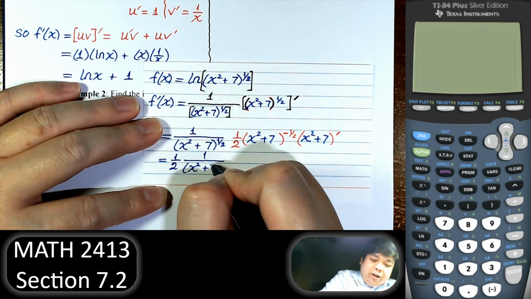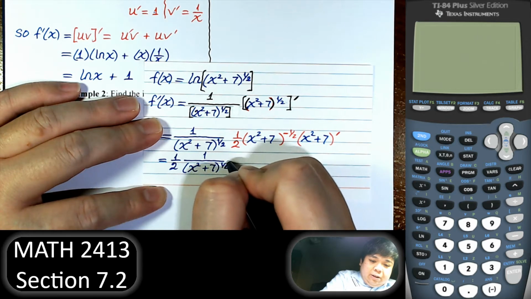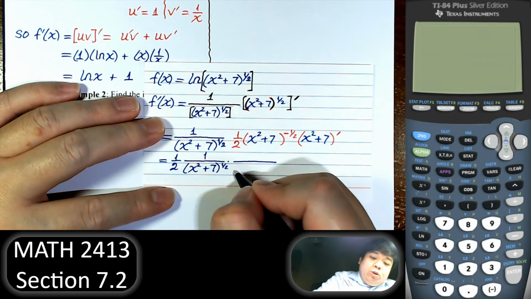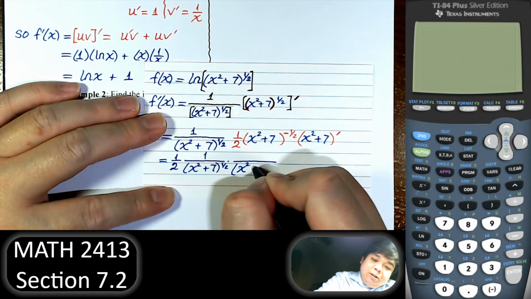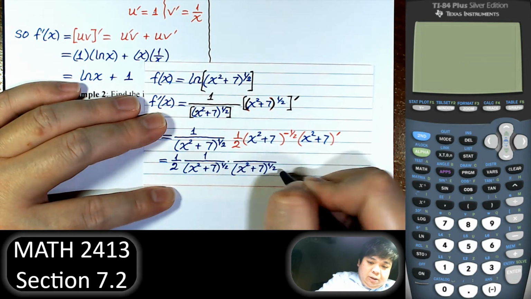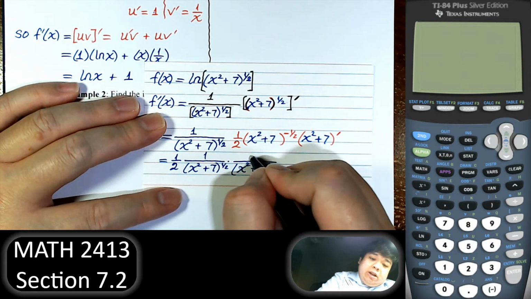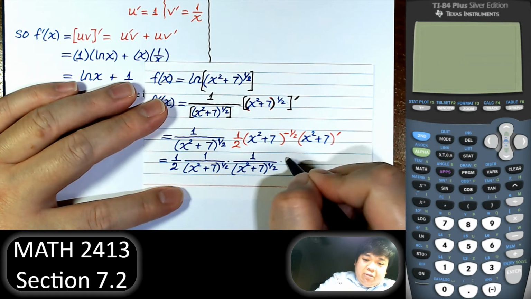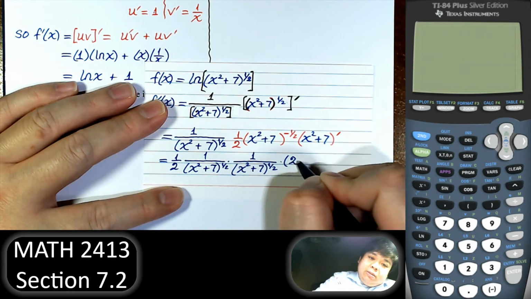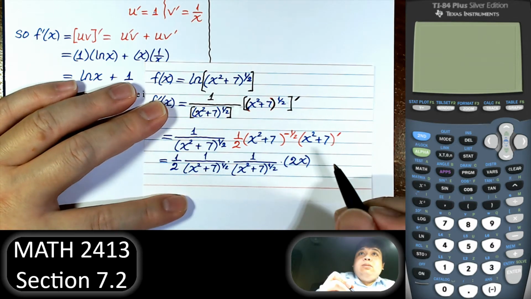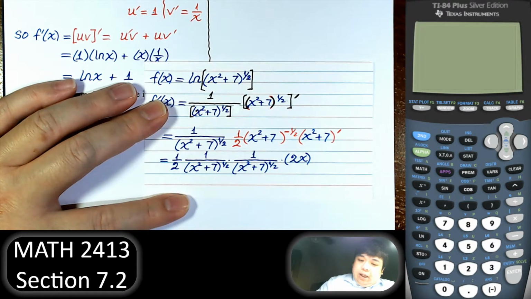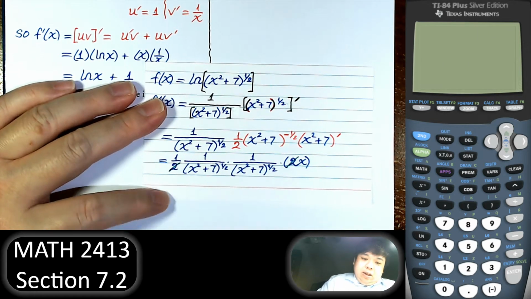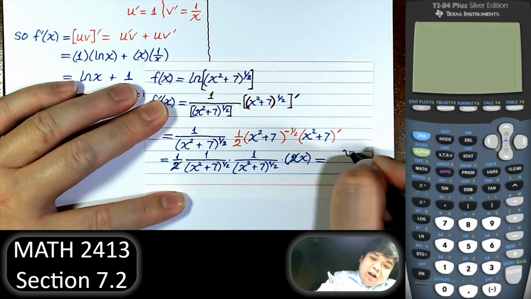X squared plus 7 to the 1/2. Now, this one has to the negative 1/2. If I move it to the bottom, that becomes positive. Just put 1 on the top to have the fraction. And then the derivative of this gives us 2x. Here we can cancel out the 2 on the top with the 2 at the bottom. So we will have an x on the top.